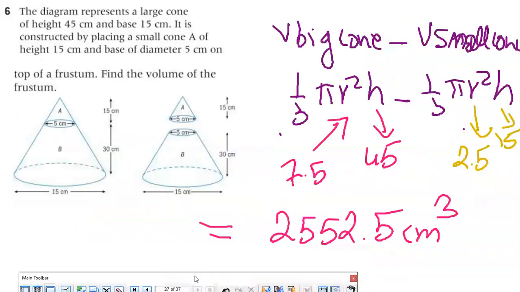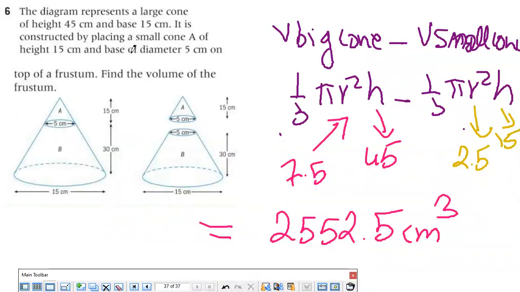The last exercise is very easy. In this diagram, I have a large cone of height 45 centimeters and base 15 centimeters. It is constructed by placing a small cone A of height 15 centimeters and a base of diameter 5 centimeters on top of a frustum. Find the volume of this. So I need to find the volume of this part.